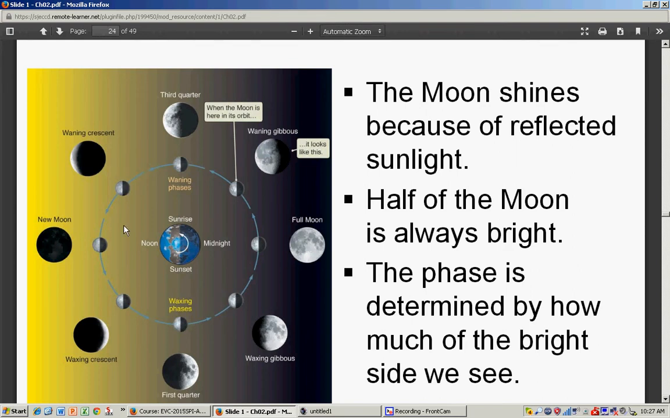Now, how much, or what percentage, of this bright hemisphere can we see from Earth? For instance, in the new phase, what percentage of the bright area do we see? Nothing of it, right?